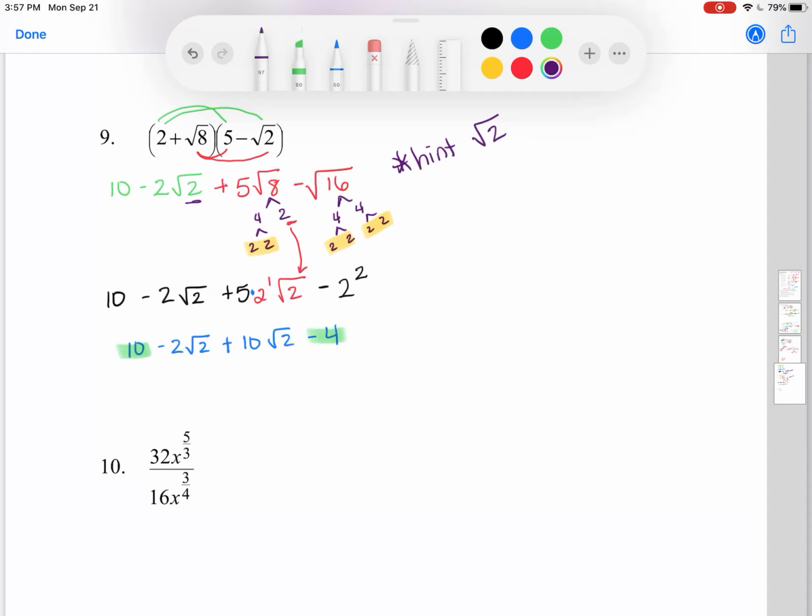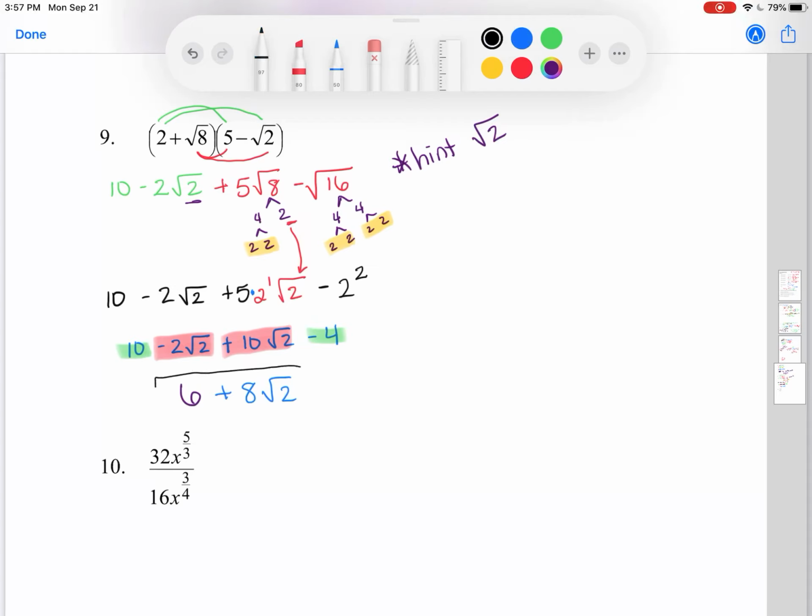So I have 10 and I have minus 4. Those are like terms. They're both constants, so I can combine those, and that gives me a 6. And then I can also combine negative 2 root 2 and a plus 10 root 2 because they're like terms. They both have the same square root of 2 now, so I can combine them. Negative 2 root 2 plus 10 root 2 is going to give me a plus 8 root 2.